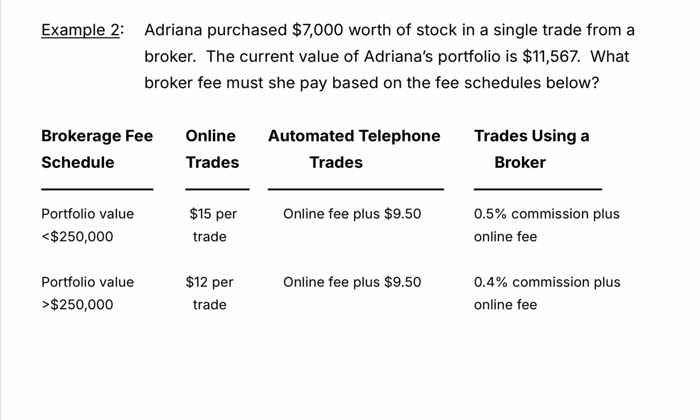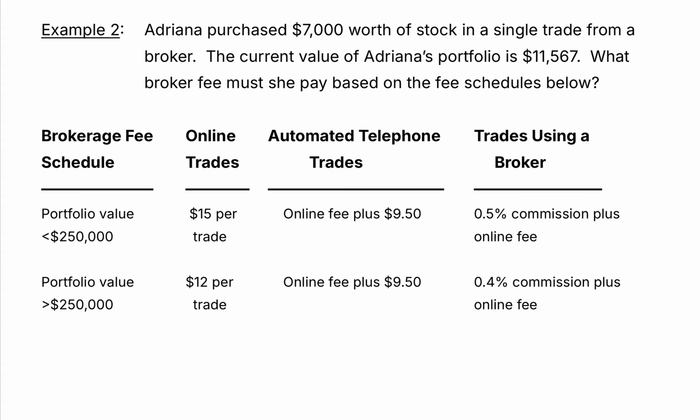If you make an automated telephone trade, it's going to be an online fee plus $9.50. And if you do execute trades using a broker, that's going to be 0.5% of commission plus the online fee. Okay, so that is one scenario. And then the second scenario is based on a portfolio that is greater than or equal to $250,000.